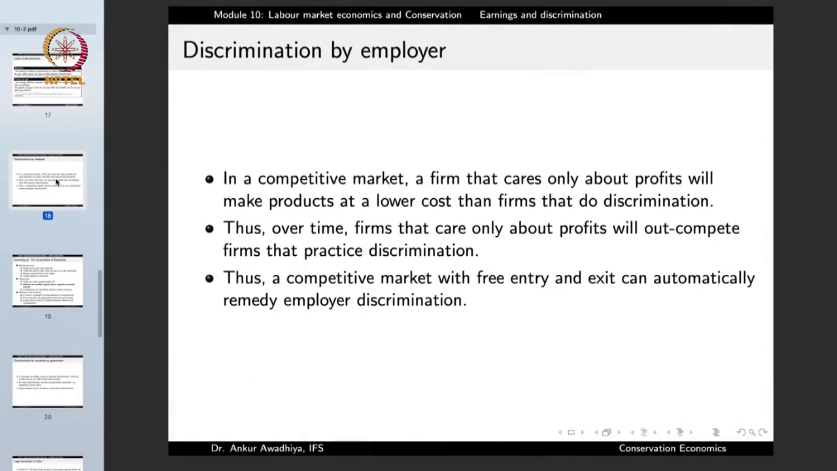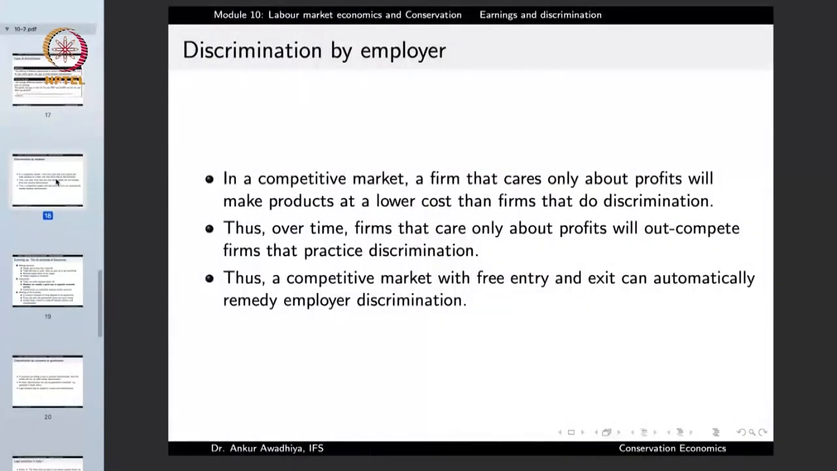Now, a free market in certain cases is able to solve the problem of discrimination by itself. Now, how is a free market able to solve this problem? In a competitive market, a firm that cares only about profits will make products at a lower cost than firms that do discrimination. Because the firms that are doing discrimination might at times be hiring workers with lesser abilities or who are putting up lesser effort, because they have this criterion of the person belonging to the same community as one of the criteria of hiring the people.